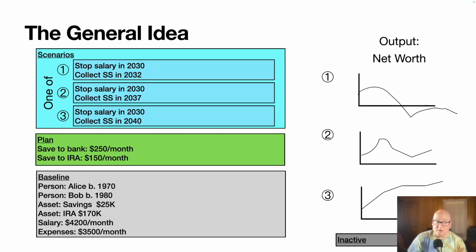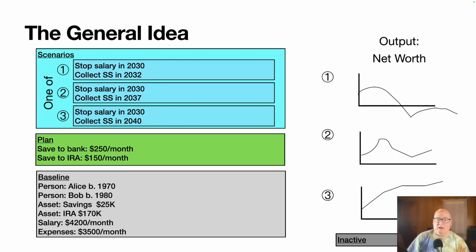Okay, so the first level of what if is like I make a plan. So I might say I'm going to save $250 a month to my bank and $150 a month to an IRA. Okay, and so of my $4,200, I guess if I'm treating that as a separate expense, I've got $3,900 spoken for, but my savings asset will increase 250 every month, and my IRA will increase 150 every month.